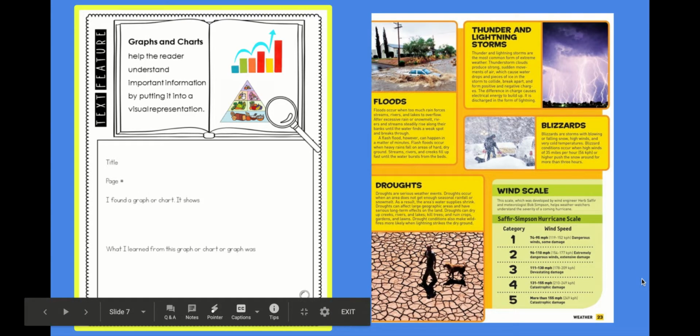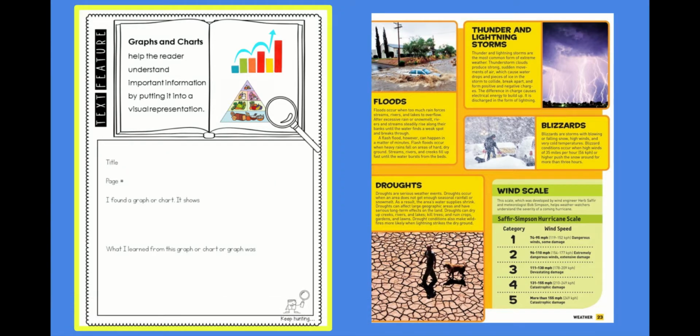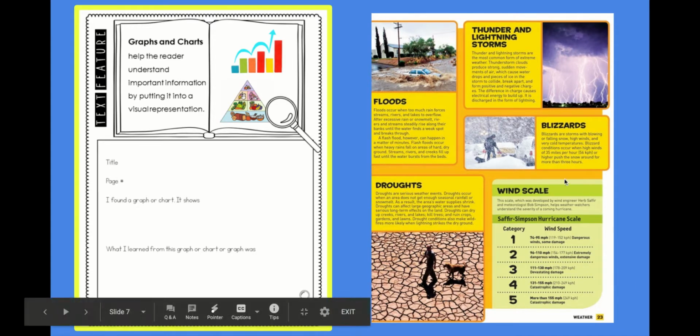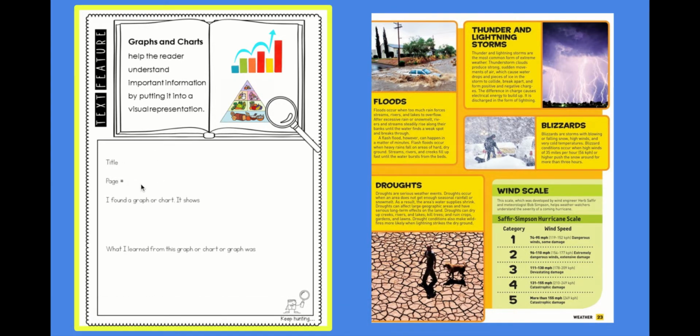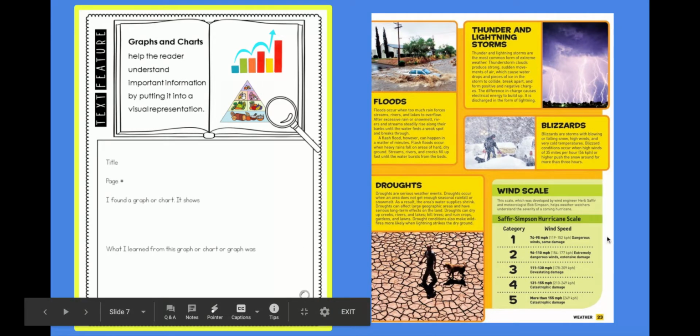The next text feature that I'm going to be talking about are graphs and charts. And graphs and charts help us as readers understand important information by putting it into a visual representation. So over here, this is an example of a chart. This is in my book called Everything Weather. It's on page 23. And I found a chart that shows me the wind scale that puts hurricanes into different categories. It's also known as the Saffir-Simpson hurricane scale.